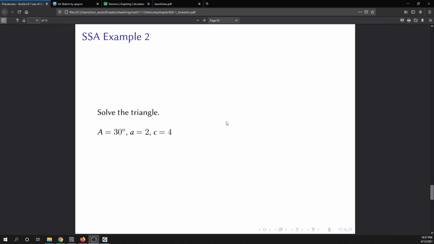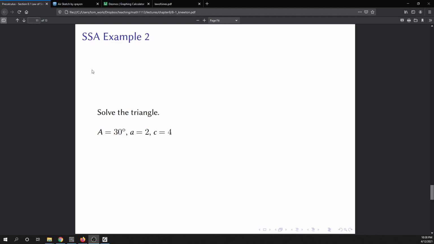All right, in this video, we are going to talk about side-side-angle, a second example of side-side-angle. What we want to do is solve the triangle that we're given here. We're given that angle A is 30 degrees, side A is 2, and side C is 4.